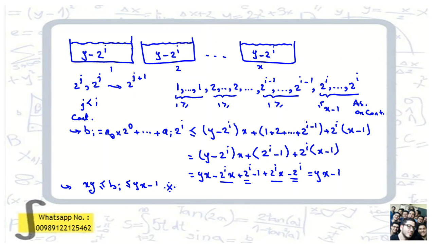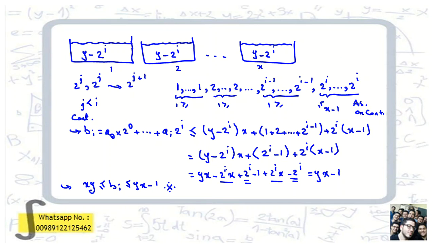So b_i is a_0 times 2^0 plus ... a_i 2^i, which is at most y minus 2^i times x, because we placed these tastiness on the bags, plus we know we have at most 1, at most 1, at most 2^(i-1), we add all of them, plus 2^i times x minus 1. Assume on the contrary here. So y minus 2^i times x plus 1 plus 2^i minus 1 would be 2^i minus 1, like this, plus 2^i x minus 1.